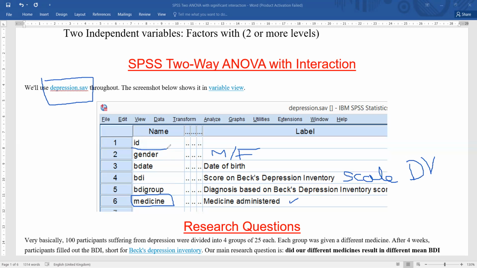The second is the gender, male and female. Along with these two variables, one more variable is required, that is a scaled variable, the dependent variable, BDI. So BDI is our scaled variable, and gender and medicine are the two nominal variables. Medicine has more than two factors or levels, and gender has two levels, male and female.